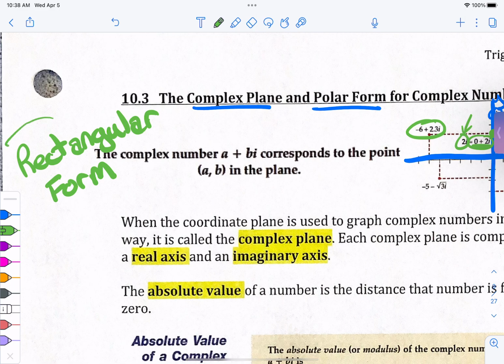Put a little box around it because there's going to be questions like, write this in rectangular form. Write this in coordinate form. Write this in component form. Write this in polar form. And you're going to have to distinguish between the four different kinds, okay?